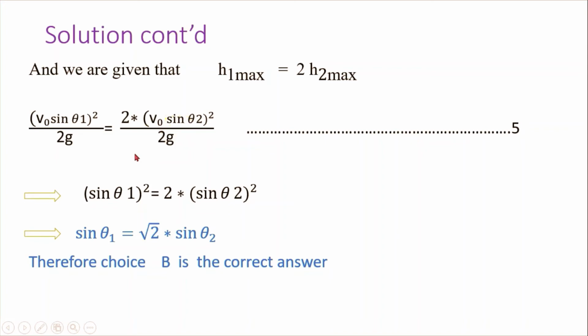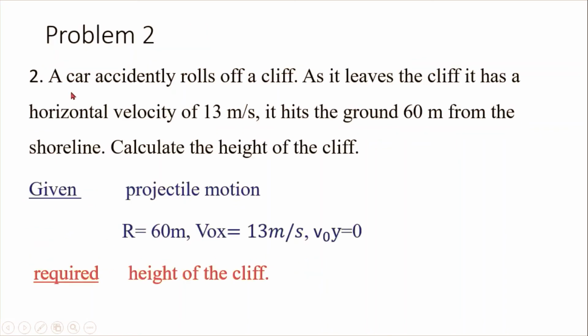So, cancelling out all the common terms on both sides of the equation, we have sine theta 1 the whole squared is equal to 2 times sine theta 2 the whole squared. Taking the square root of this equation, we find that sine theta 1 is equal to root 2 times sine theta 2. Therefore, choice B is the correct answer.